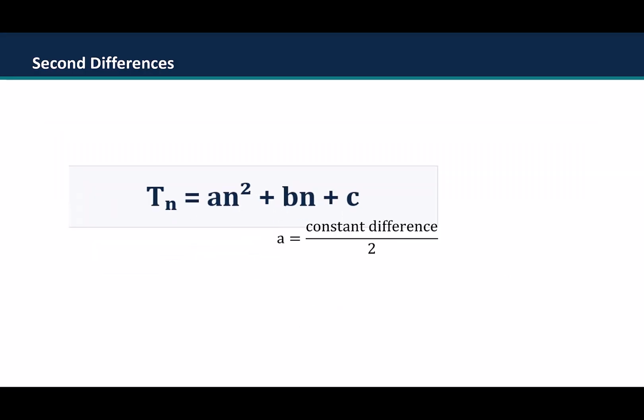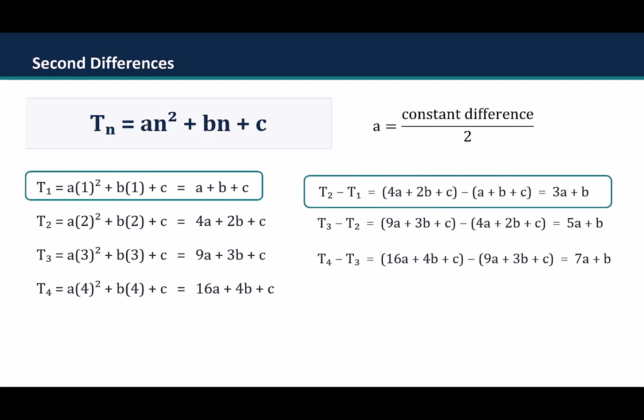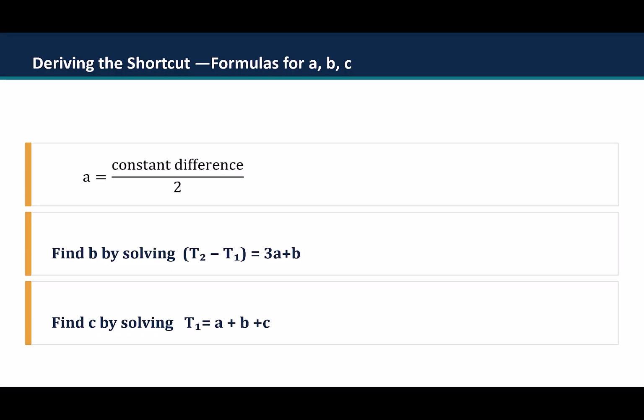So let's go back to our differences to figure out how we're going to find the values of b and c. We're going to grab the first equation from our first difference, and we're going to grab the first equation from our second differences. What this tells us is that T1 is going to be equal to a plus b plus c, and then our first difference for T2 minus T1 will be 3a plus b. This is going to be the strategy to find the three missing values. We'll start by finding the second difference, dividing it by 2 to get the value of a. Then we'll solve for b by solving T2 minus T1 is equal to 3a plus b.